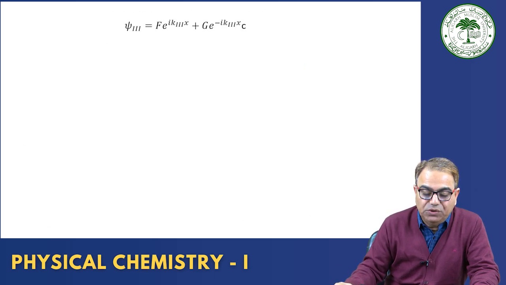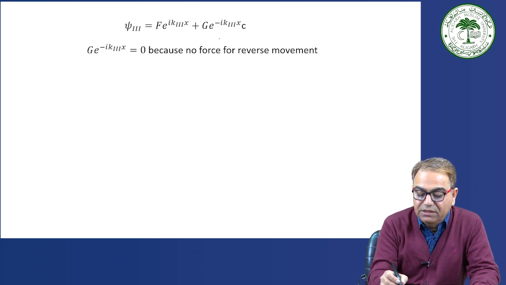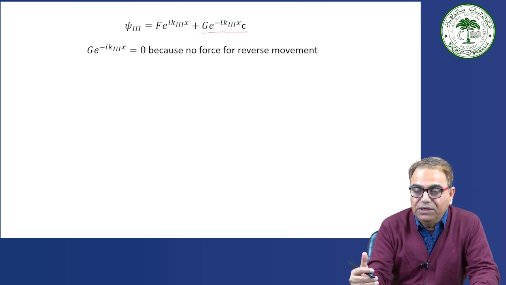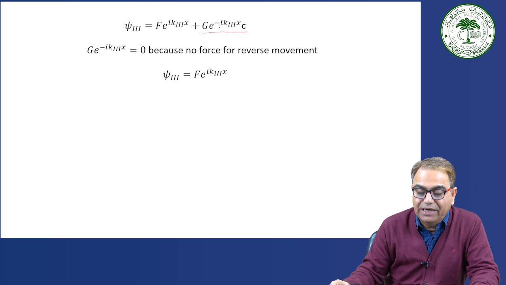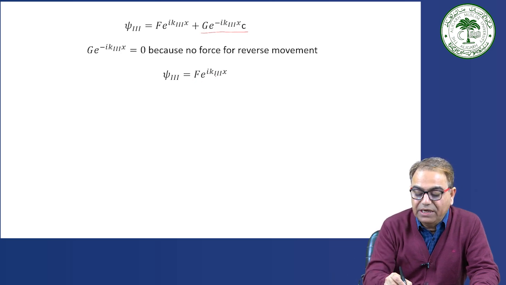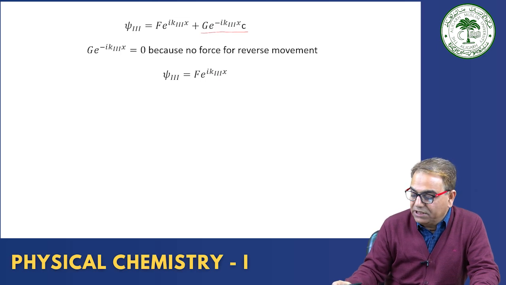What will happen in region 2? Okay. Now, one thing before going to region 3: if you look at this equation, what does this indicate? That g exponential minus i k3x tells you that the wave is moving to the left, and there is no force to let it move in the reverse direction. So we say g becomes equal to 0, and then psi 3 becomes equal to f exponential i k3x. Okay, this we can do. What do these exponential terms indicate?